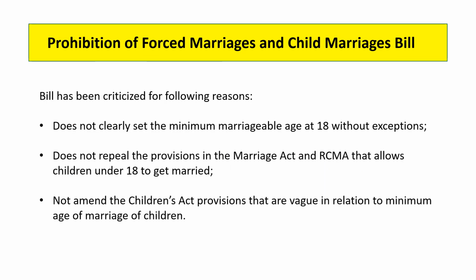As mentioned, the provisions proposed by the Law Commission have been severely criticised, and it can be summarised in the following 3 points in as far as it relates to the issue of child marriage. Firstly, the bill does not clearly set the minimum marriageable age at 18 without exceptions. Secondly, it does not repeal the Marriage Act and the RCMA that allows for children under the age of 18 to get married. Thirdly, it does not amend the Children's Act provisions that are vague in relation to the minimum marriageable age.